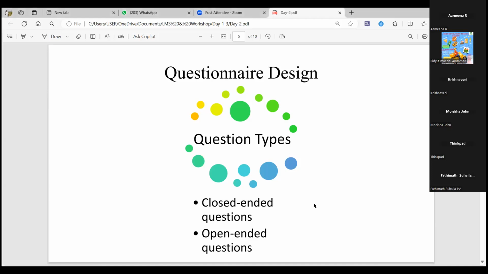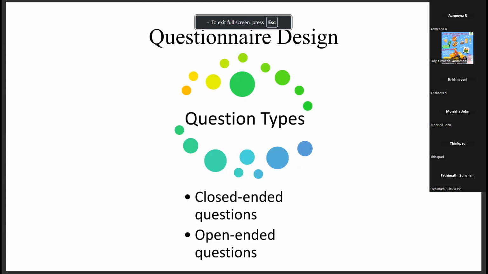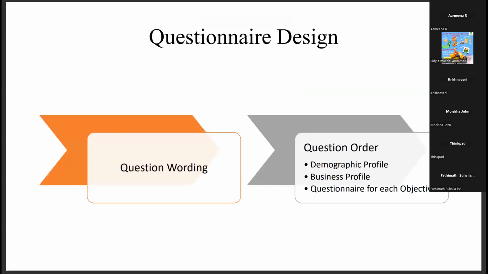So always try to use a closed-ended questionnaire. In certain cases where you personally believe that some more options should be taken into consideration, at that point you can go for an open-ended questionnaire. But while you do statistical analysis, it is always advisable to convert the open-ended questionnaire into a closed-ended questionnaire.